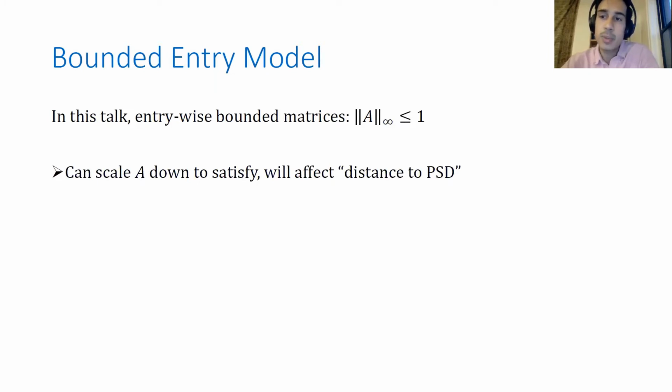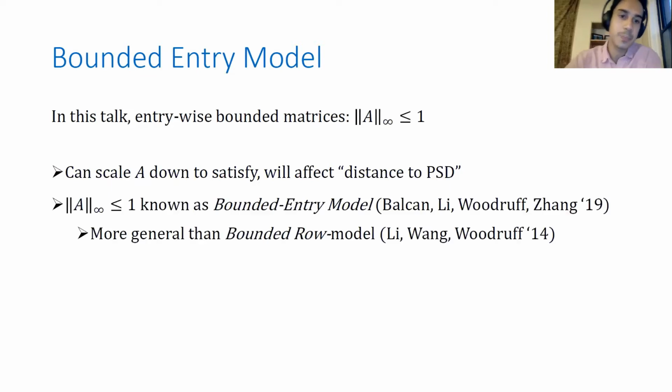On the other hand, as we'll see on the next slide, by doing this scaling, we would affect the distance to the PSD cone. So it's not entirely without loss of generality. But one can see that naturally, if we wanted to test spectral properties such as positive semi-definite matrices while making only few queries to the entries of the matrix, it's important that we have some limitation so that some very, very large entry can't be hidden somewhere in the matrix, requiring us to read the entire matrix.